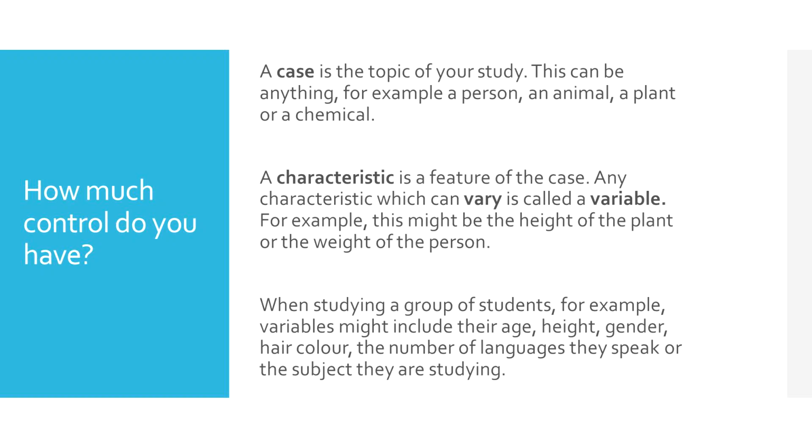A case is the topic of study. This can be anything, for example, a person, an animal, a plant, or a chemical. A characteristic is a feature of the case. Any characteristic which can vary is called a variable. For example, this might be the height of the plant or the weight of a person. When studying a group of students, for example, variables might include their age, height, gender, hair color, the number of languages they speak, or the subject they are studying.